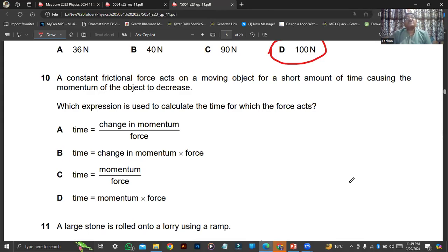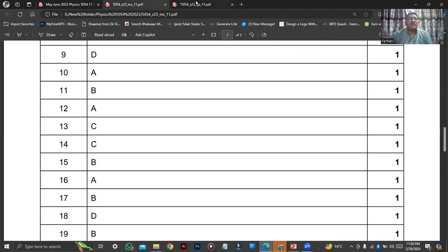Okay, so the time is given by a formula, because you know the rate of change of momentum is equal to force. That means change in momentum divided by time is equal to force. So the time will be equal to change in momentum divided by force. So I think A is the option. Question number 10, A is the right option, sir.